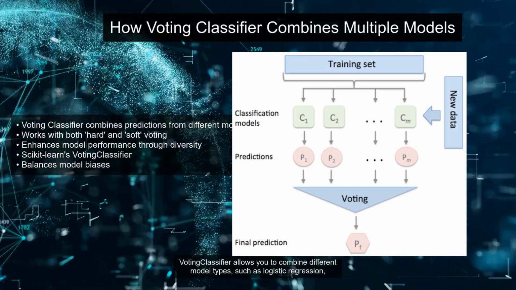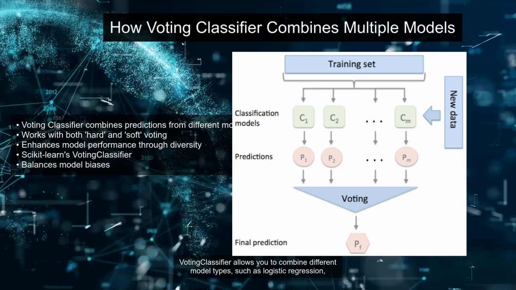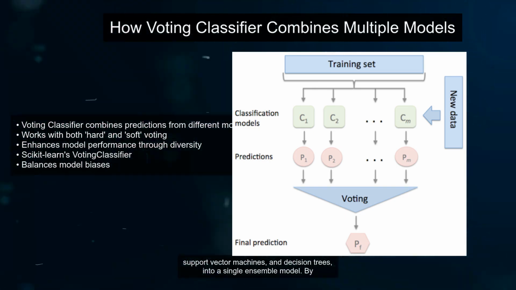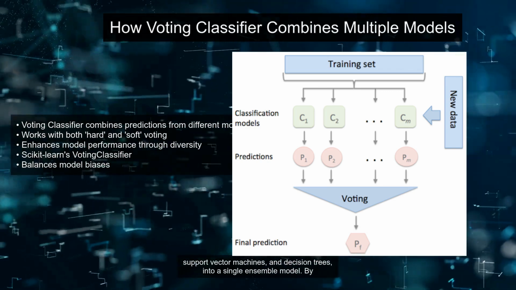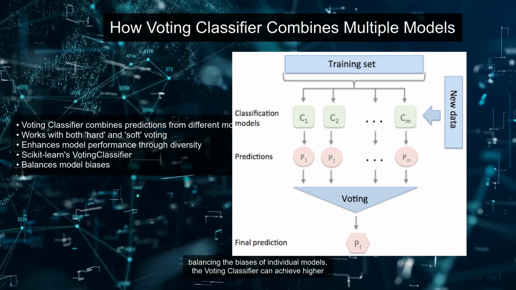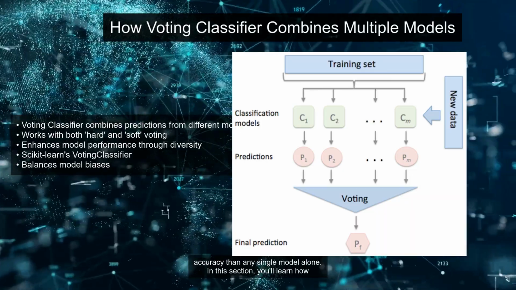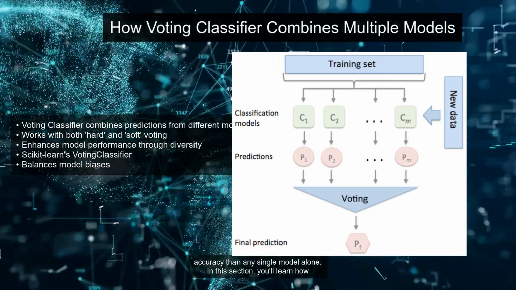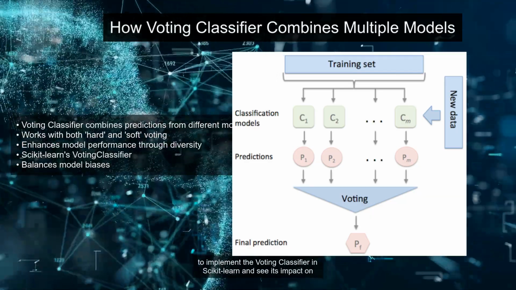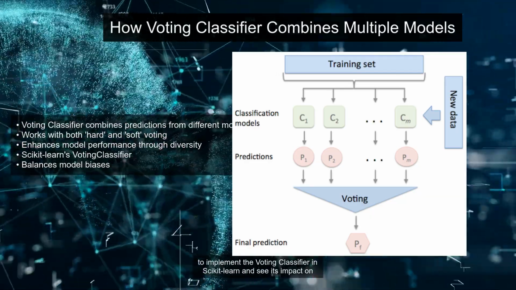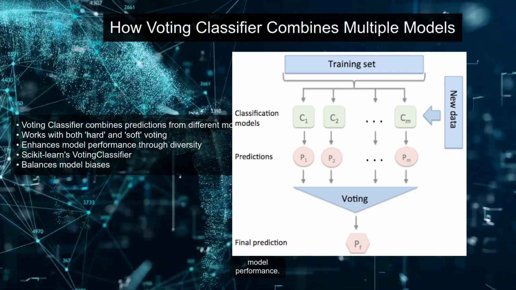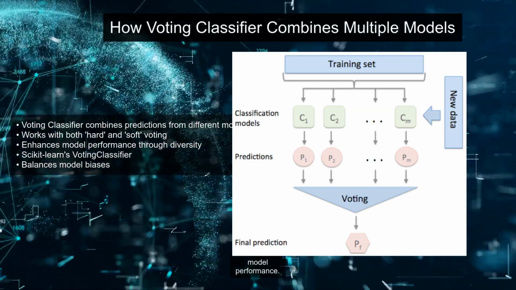Scikit-learn's Voting Classifier allows you to combine different model types, such as logistic regression, support vector machines, and decision trees, into a single ensemble model. By balancing the biases of individual models, the Voting Classifier can achieve higher accuracy than any single model alone. In this section, you'll learn how to implement the Voting Classifier in Scikit-learn and see its impact on model performance.